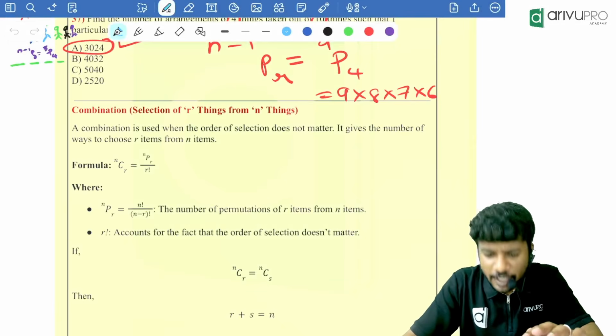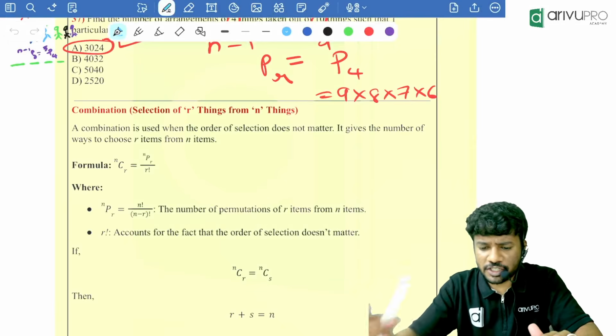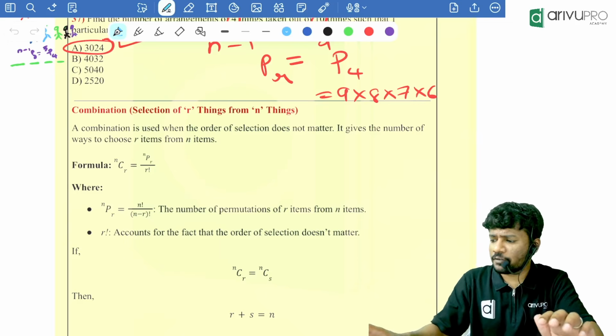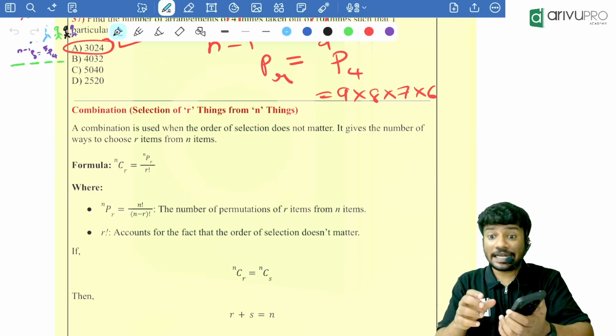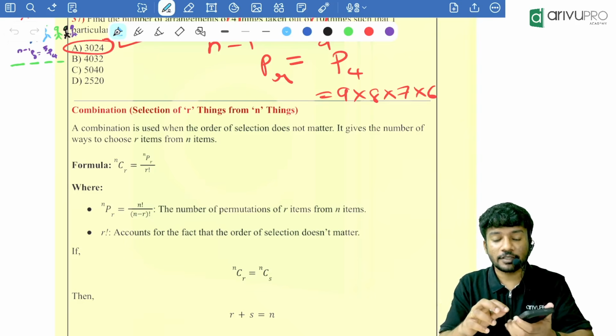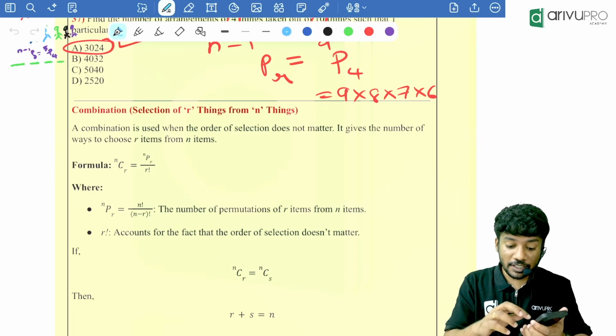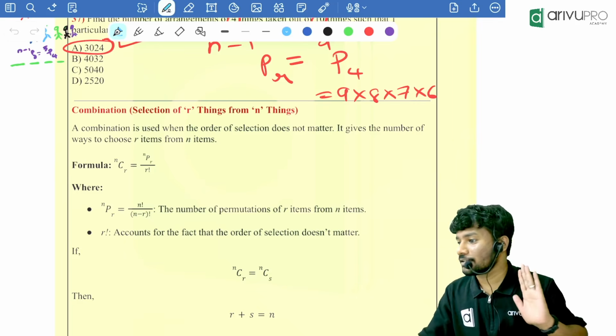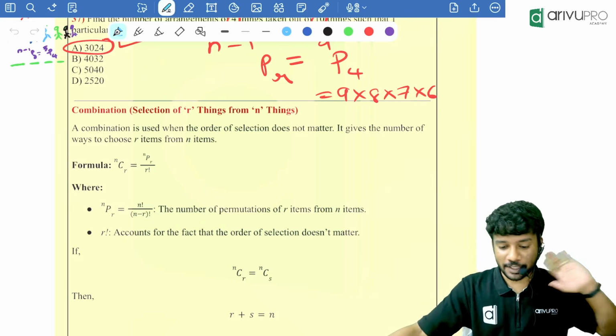Let's continue with the chapter. Yesterday we did what? Permutation. What is the meaning of permutation, everyone? Permutation means arrangement. So today what are we going to discuss? We are going to discuss combination. What do you mean by combination? Selection. That is the basic thing. Keep it in your mind.